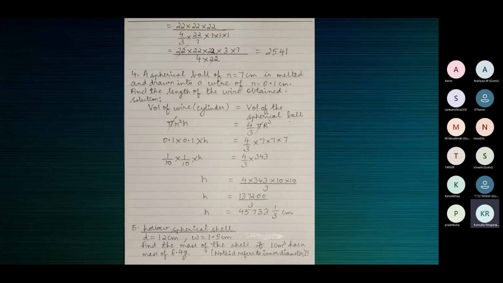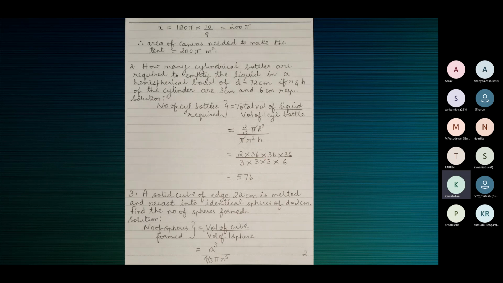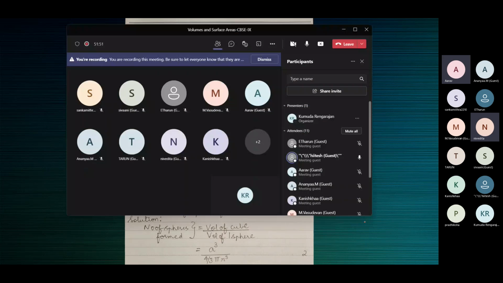So in the fourth one, a spherical ball of radius 7 centimeters. Are we all there? Are we listening, children? Yes, ma'am.